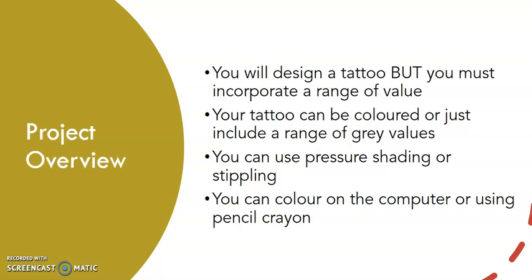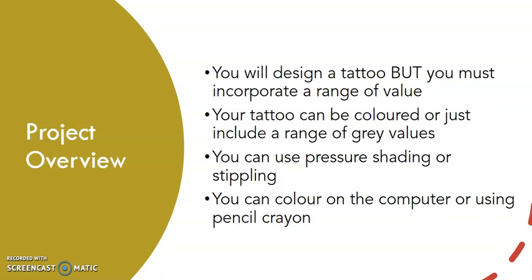And the shading can be colored, so you could use a range of colors to show shading, or if you just want a grayscale tattoo, that's okay. You can do shading then with the black pencil crayon, for example, and change the pressure for different shading. So you can use either pressure shading or stippling, but you have to show a range of value. That's the whole point of this project.